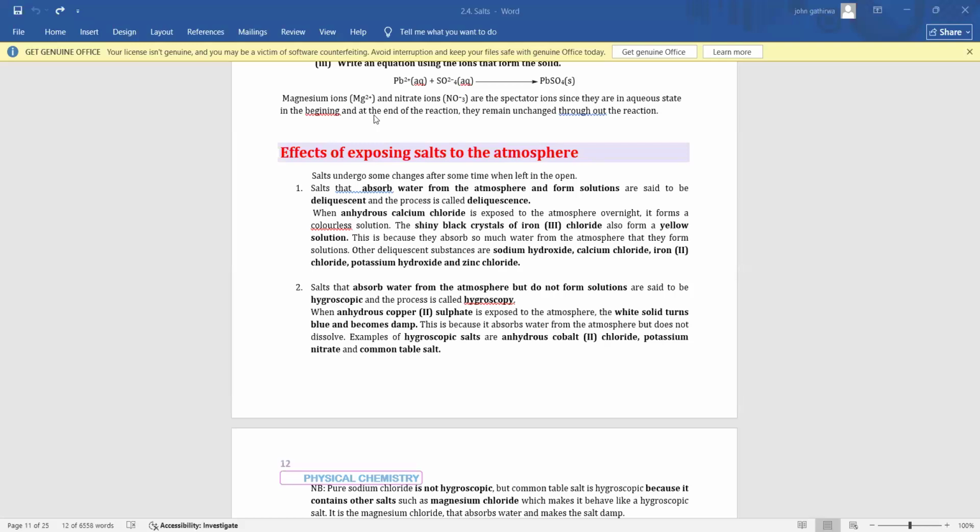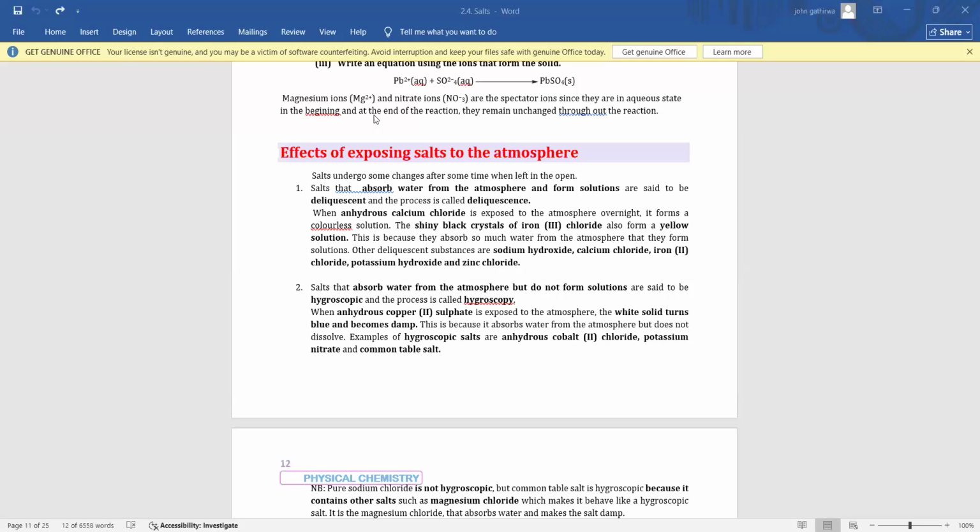Any other question? Yes, Adri. What is the difference between double decomposition and precipitation? There is no difference. It's one and the same thing.